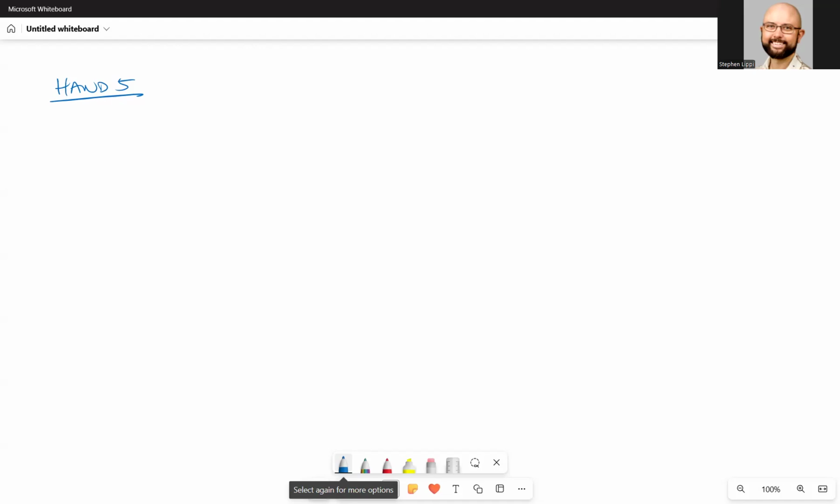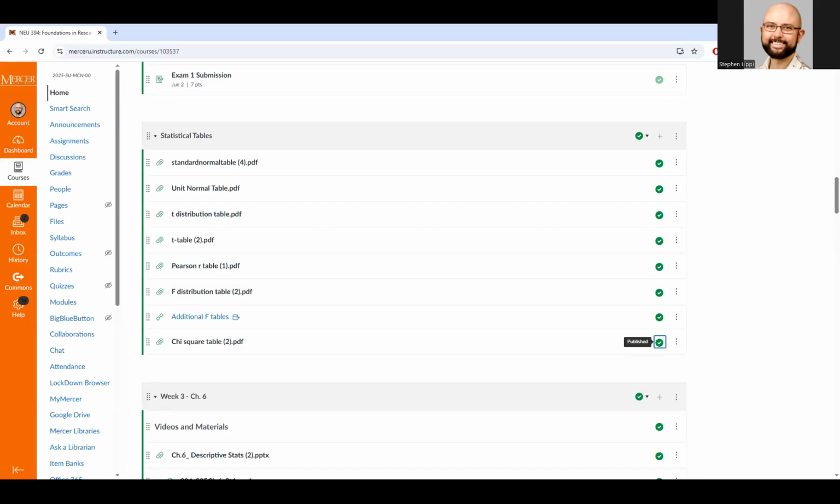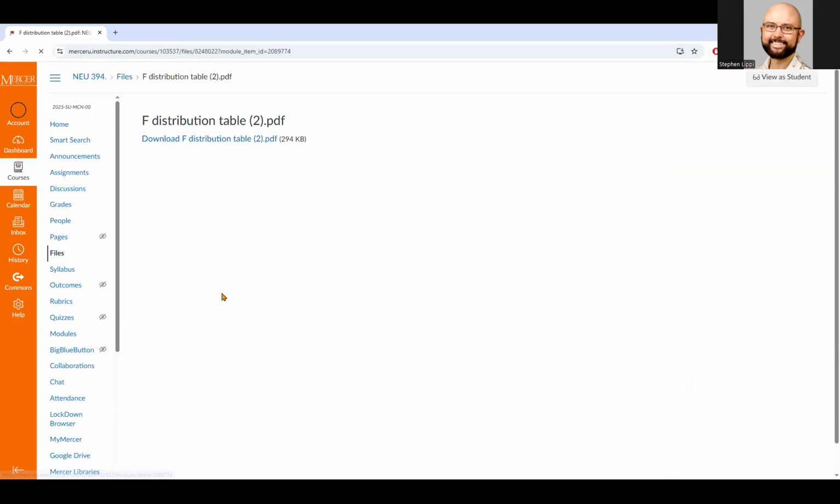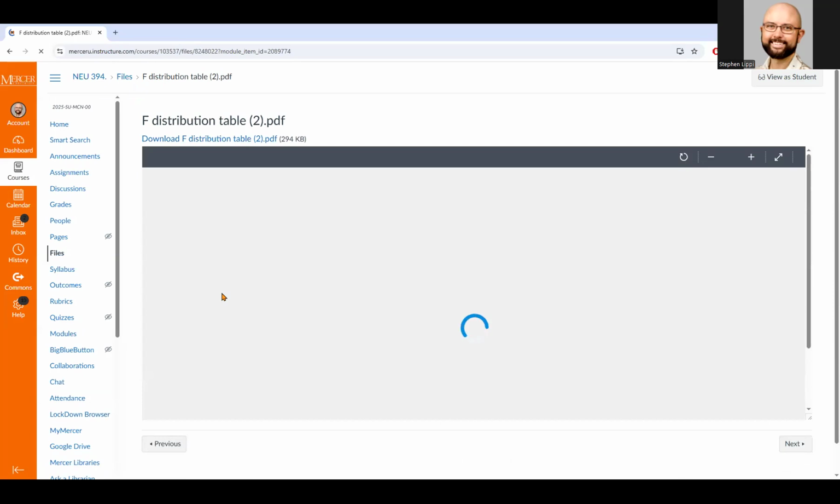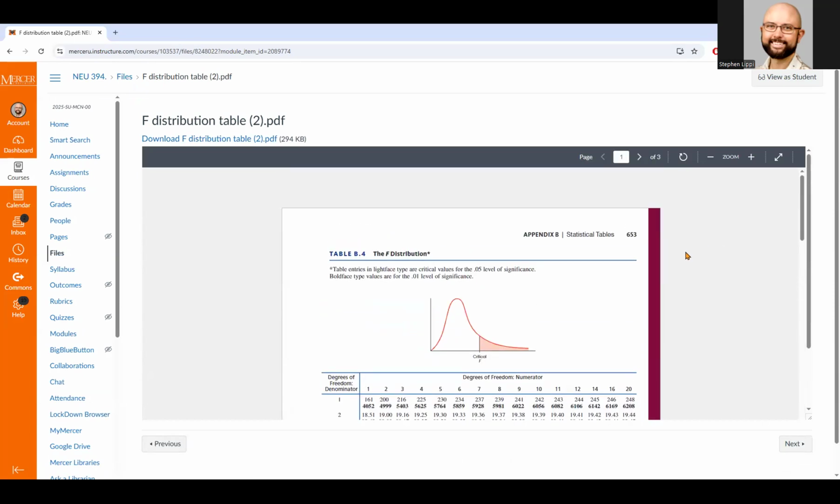Pull up the distribution tables. All right. And so this first distribution table is this PDF document here. So we go ahead and click on that. We'll be able to see the F distribution table as this PDF.